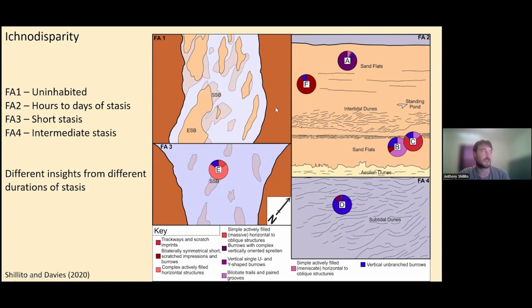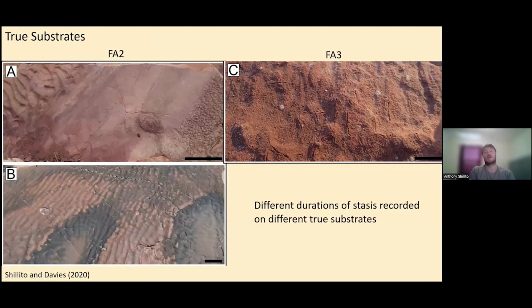Again, fluvial deposits uninhabited, and then very short durations of stasis in our FA3, our estuarine type deposits, where we're getting constant movement of these bar forms and opportunists colonizing them. And quickly looking at true substrates from a couple of these to tell you what they can show and how the different durations of stasis recorded on different true substrates lead to different information.